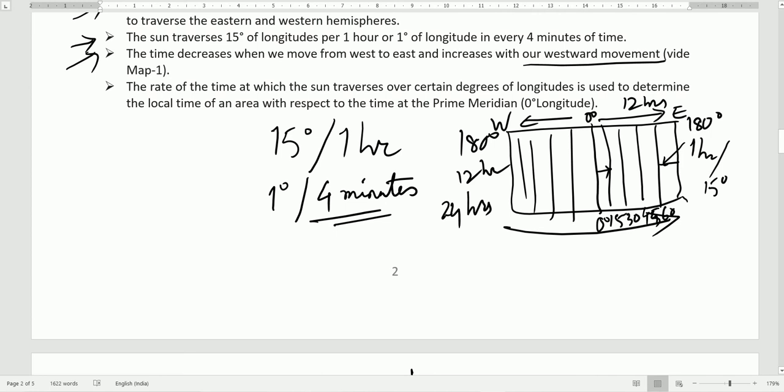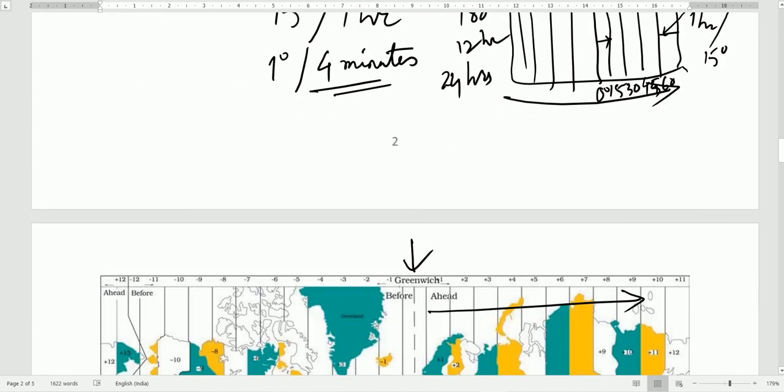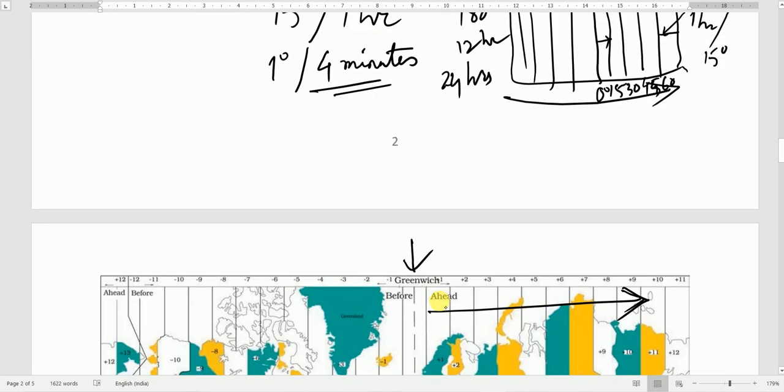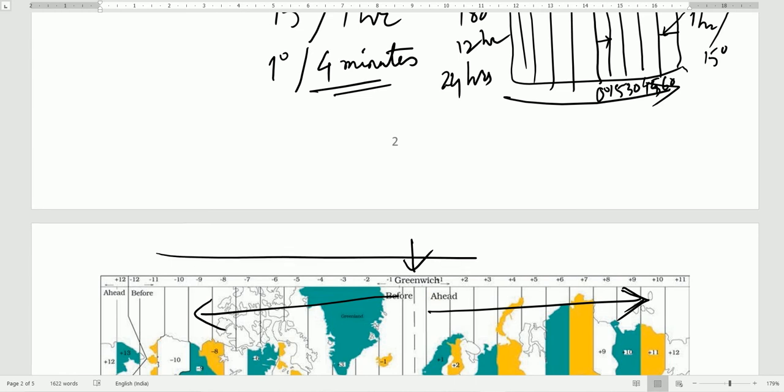Time decreases when we move westward. Just remember, when we move from west towards the east, time increases. And when we move westward, time decreases. Because the earth is rotating from west towards the east.